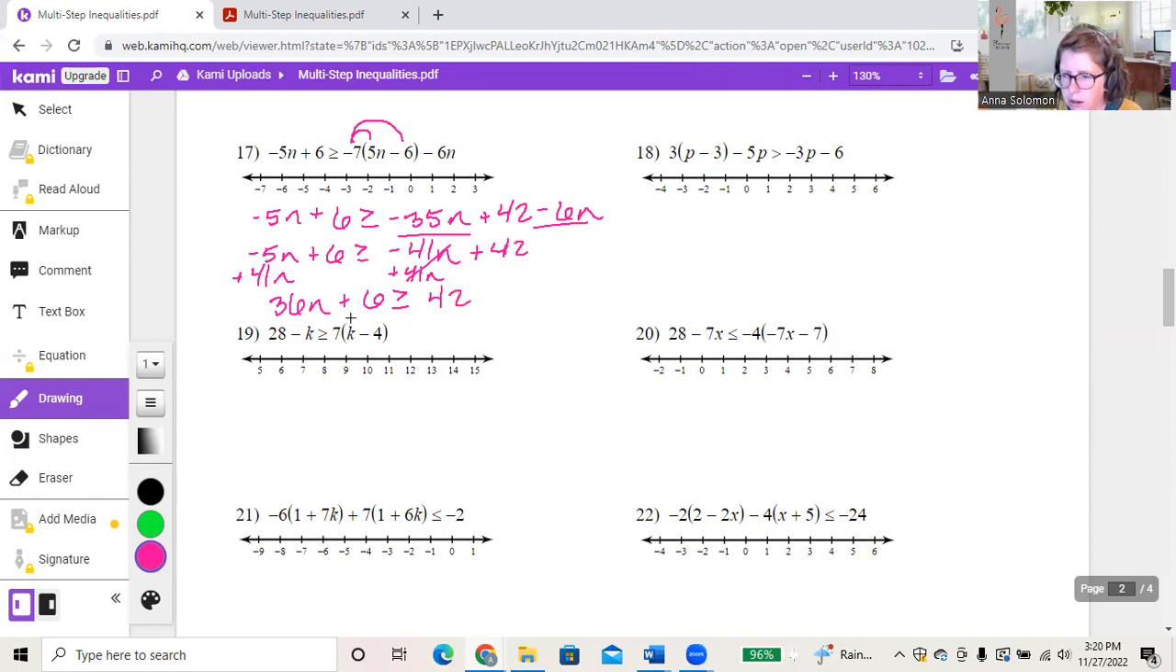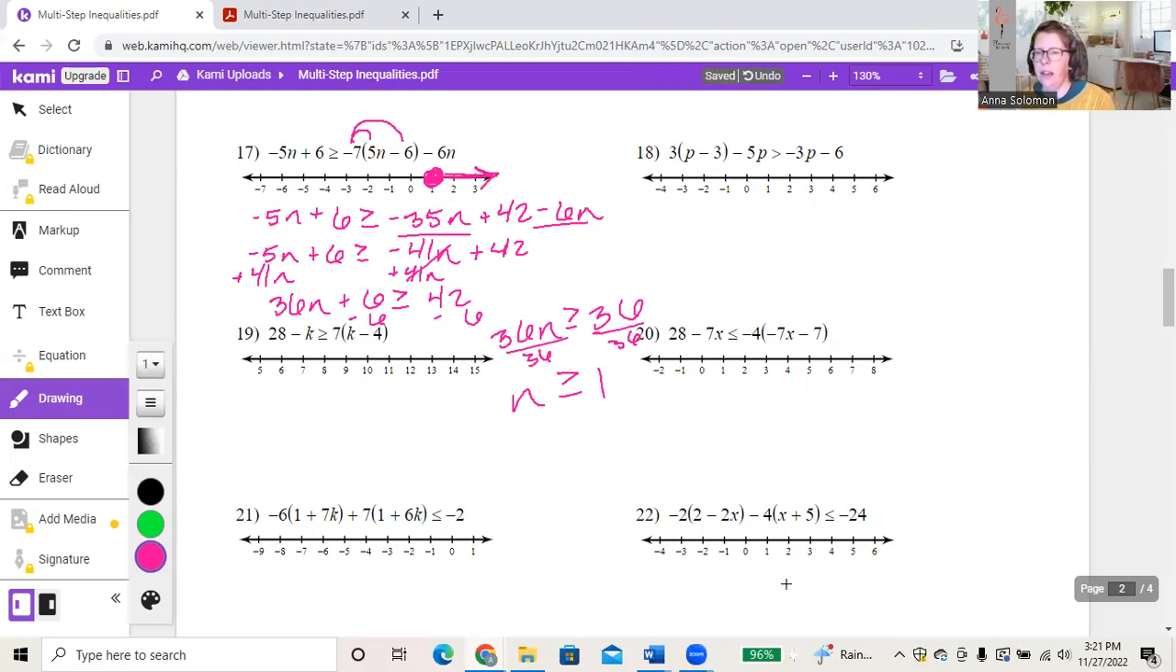All right, and then I'm going to subtract 6 minus 6. And what's that going to get me? It's going to get me that 36. So 36n is greater than or equal to 36, divide by 36 on both sides, and I get n is greater than or equal to 1. So back up to my number chart, find the 1. I'm going to fill in that dot, and then n is greater than or equal to, so it's going to go that way.